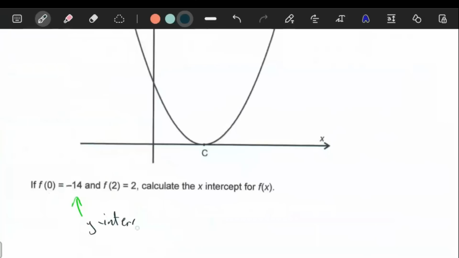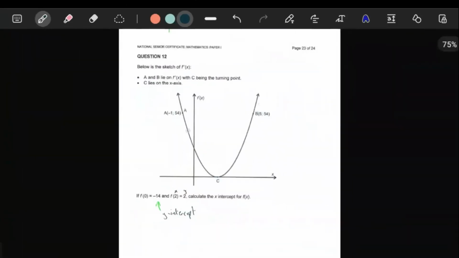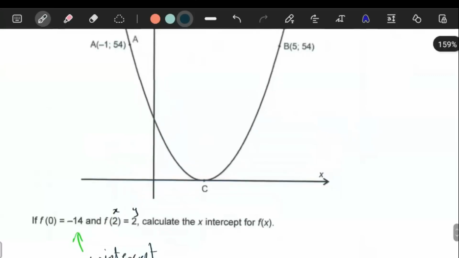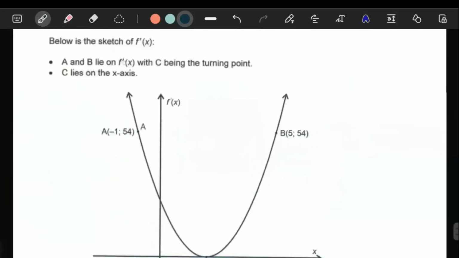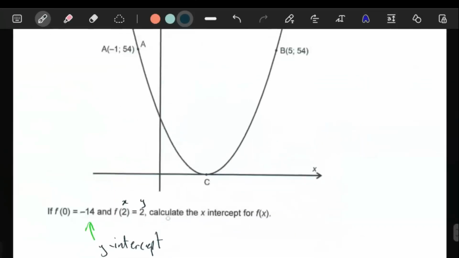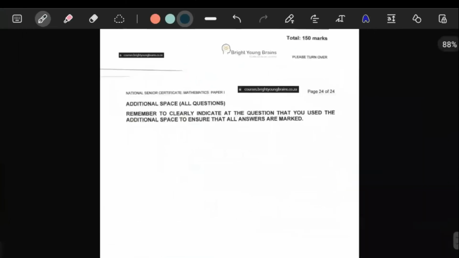And then it says, if you throw in an x value of 2 in the original equation, you're going to get a y value of 2. These two pieces of information are not for this graph visually. This is for the original graph that you had before you differentiated. And then it says, calculate the x-intercept of the original graph. It's a 6-mark question, so I think we may have to end up using all this space down here also.